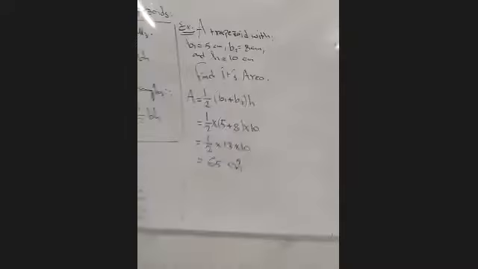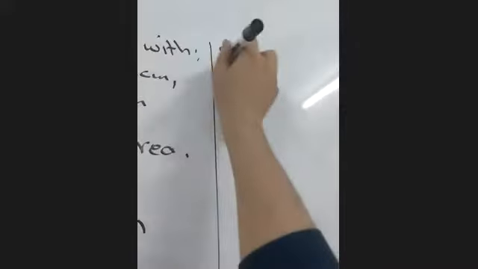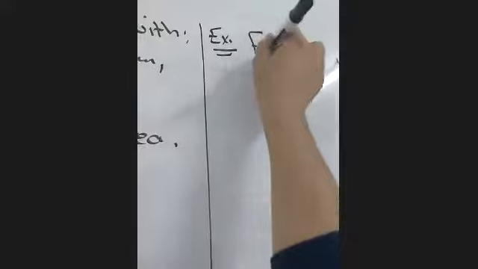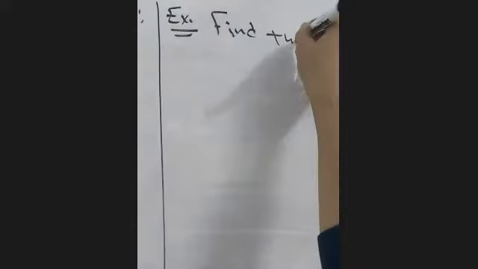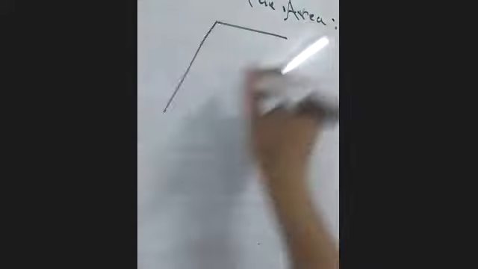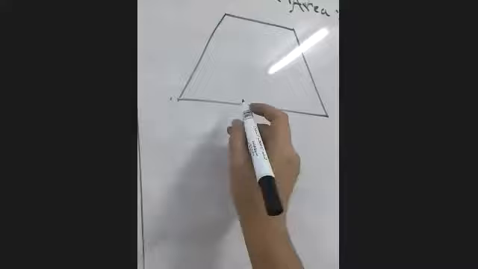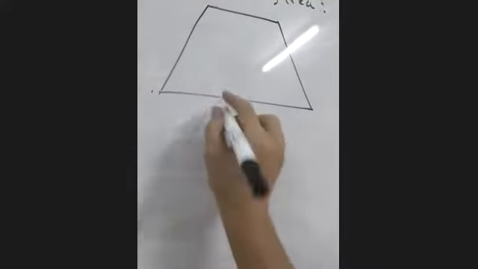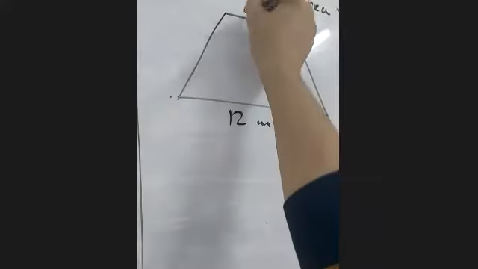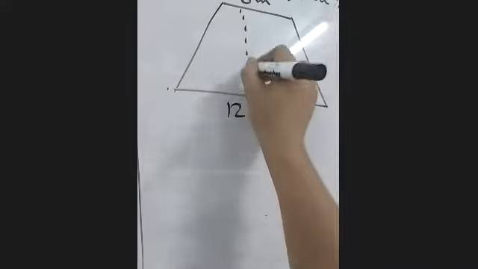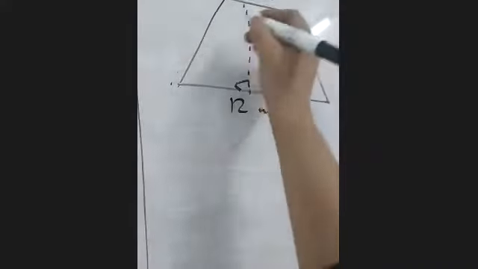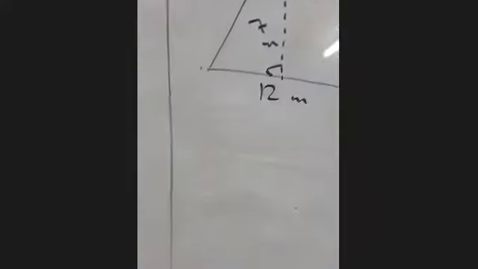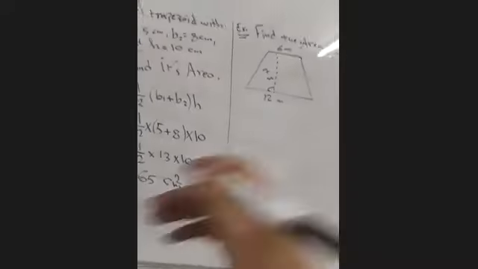Another example. Find the area of the following trapezoid. We have this trapezoid. 12 meter, 6 meter, and let's the height be 7 meter. 7 meter, thank you.